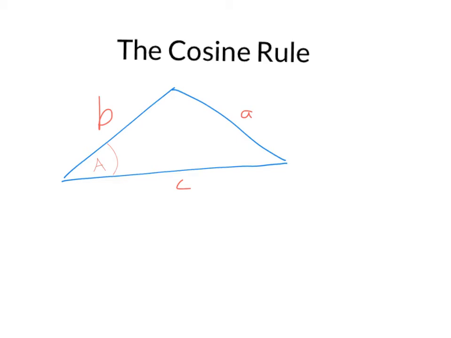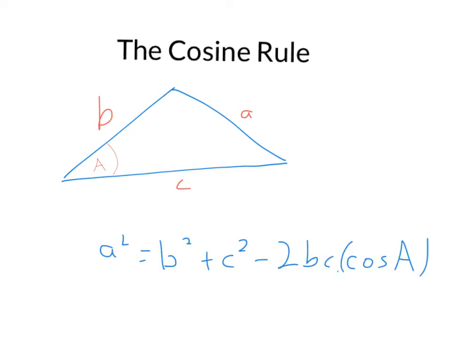The cosine rule uses one angle and its opposite side, and then we also have the two sides on either side of the angle. So the formula for the cosine rule is the following. We have a squared is equal to b squared plus c squared minus 2bc times the cosine of A.